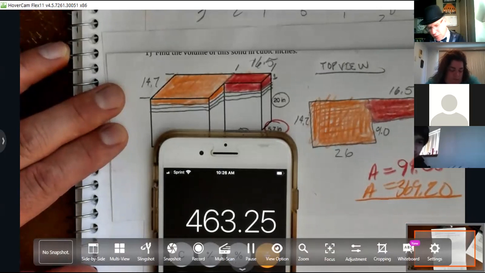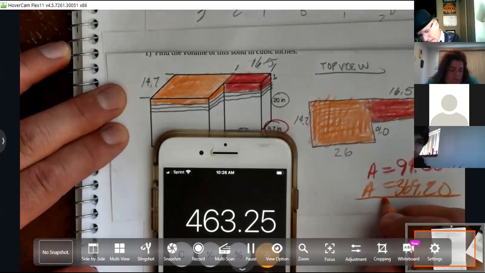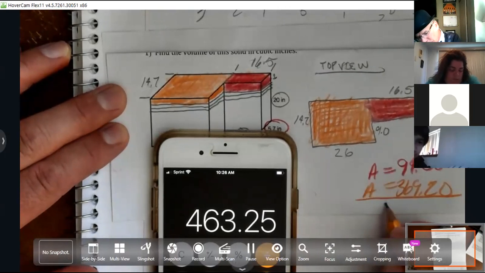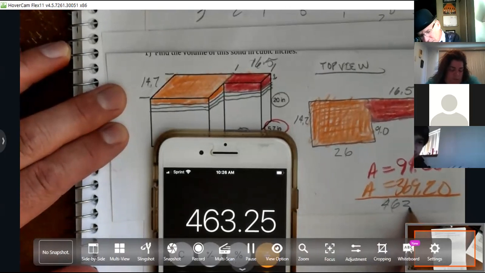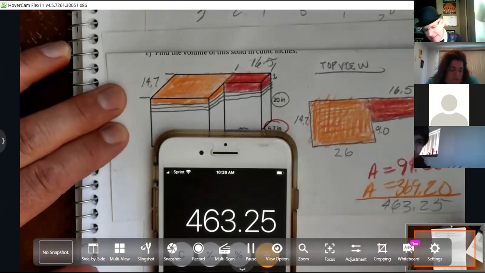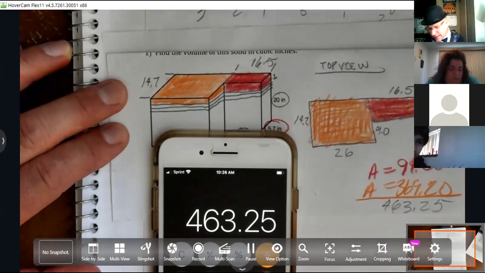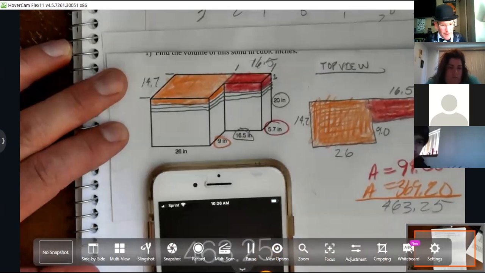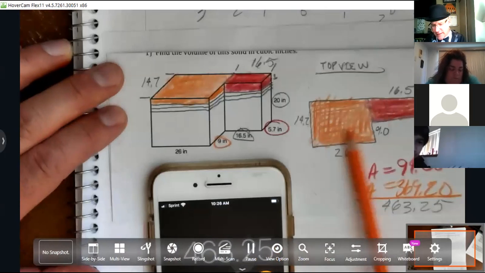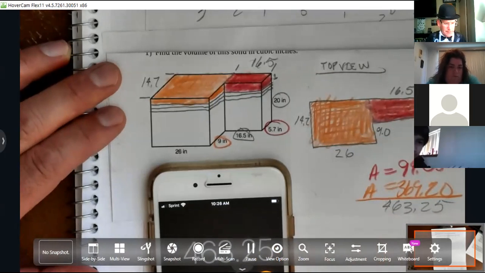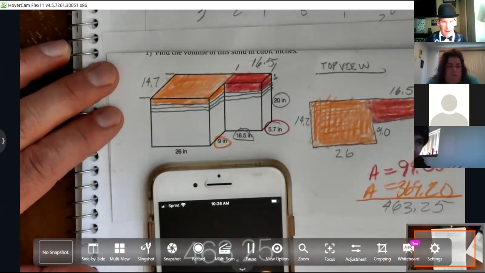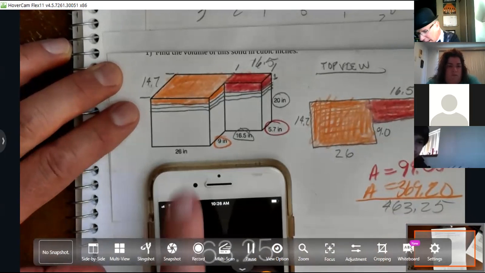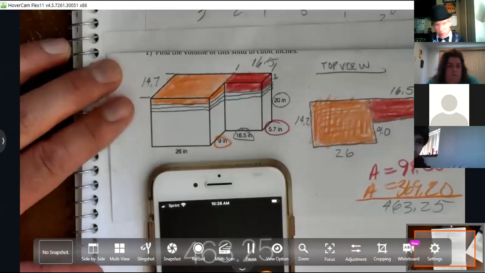So our total is 463. And I'm going to write that with the pencil, 463.25. Sure is easy with the calculator, isn't it? Now remember, we just calculated this part, the orange and the red. Everybody see that? But that's only one layer. We still have 20 layers. So what are we going to do?